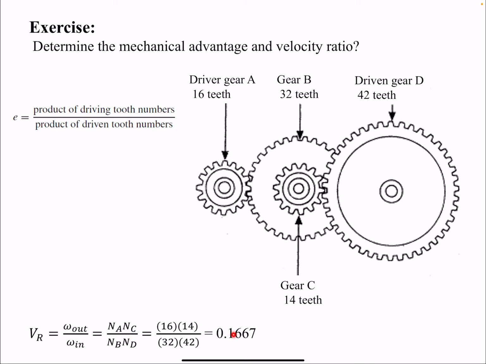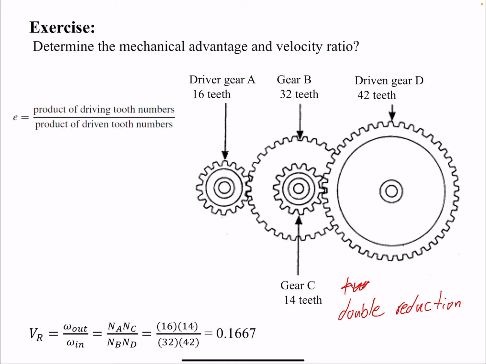So the velocity ratio is 0.166. That's what we expected. We are going from a small gear to a large gear. That means that we are decreasing the speed and increasing torque. Again, from small to large. So we are reducing the speed twice. So this gear train is called double reduction or two reduction. Let's write double reduction gear.